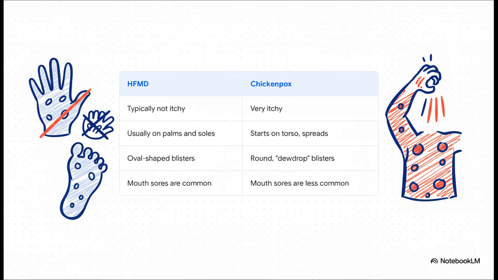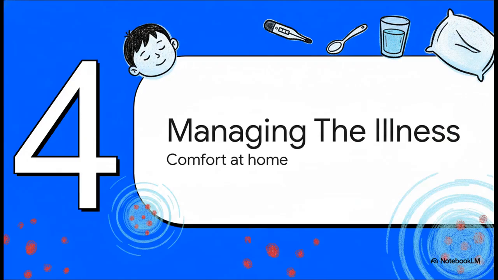It's a fair question. The biggest difference, the itch. HFMD rashes usually aren't itchy at all, while chickenpox is, well, famously itchy. And check the location. HFMD almost always hits the palms of the hands and soles of the feet, places chickenpox usually leaves alone.